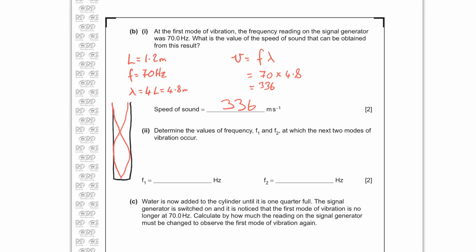And you realize again, if we were to keep going with that and draw the next position, it would be at like 5 lambda over 4. So these are going to occur at odd numbers. So F1 is going to occur at 3 times the frequency, and F2 is going to occur at 5 times the frequency. And so that's going to give us frequencies of 210 and 350.